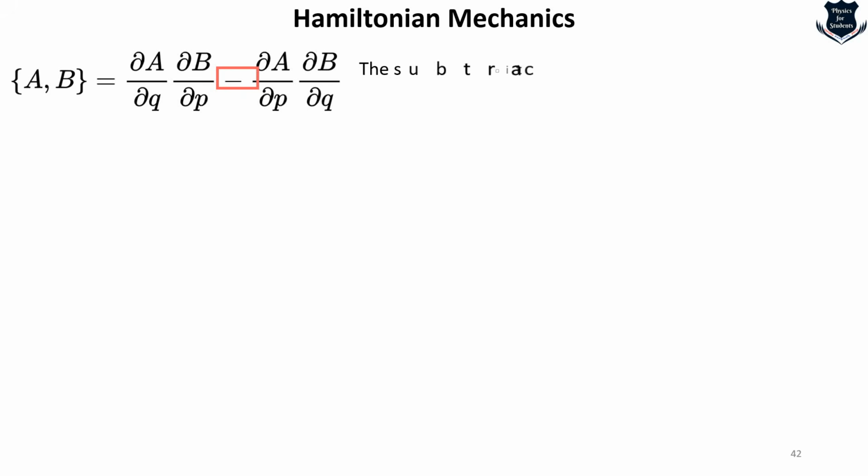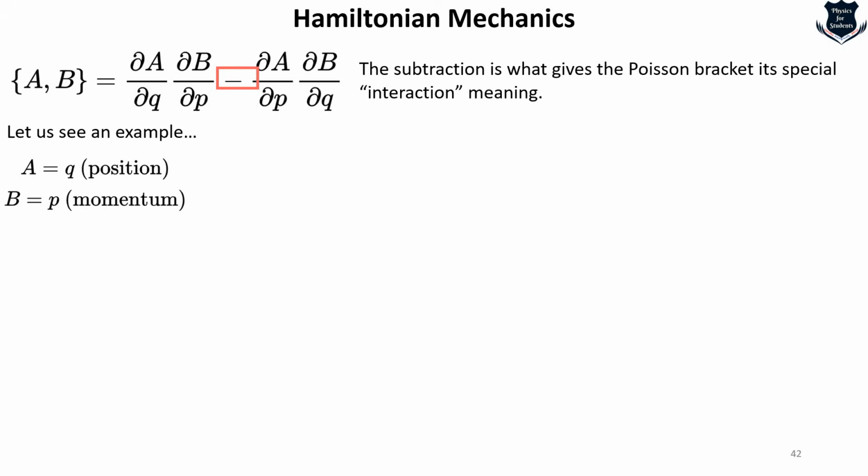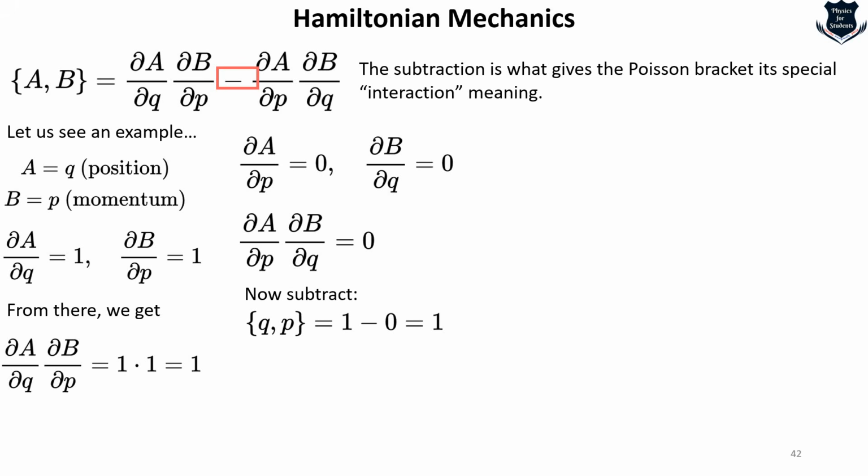Why? Because this subtraction actually gives you the Poisson bracket. It is very easy to show you with examples rather than going ahead and talking more about this. So if I take, for example, a position and a momentum, and I take these values, and from here we get 1 times 1, which equals 1, and I take these values as 0, and then again I multiply and then subtract, I get this. Now I subtract 1 minus 0, which is equal to 1.